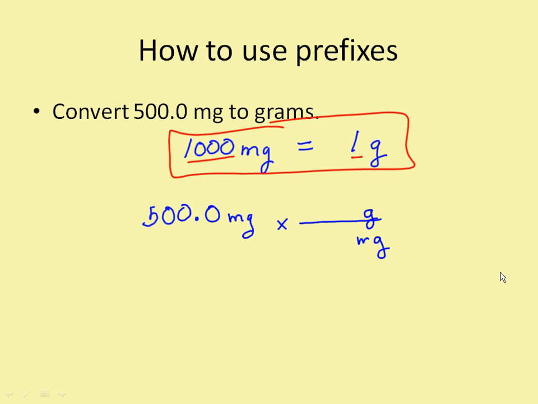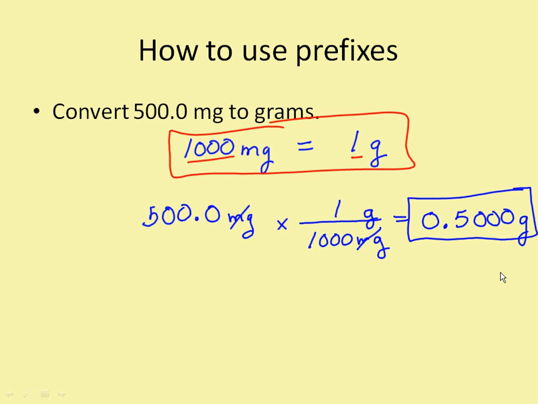It's 1 gram has 1,000 milligrams. Notice that my milligrams cancel. That's one way I know that I've set up my statement properly. You do the math. You're on a calculator. You have 500 times 1 divided by 1,000, which will be 0.5000, worrying about sig figs, grams. And there's your answer. You do need to see this canceling out. It really helps you to get things straight. Let's do another one.